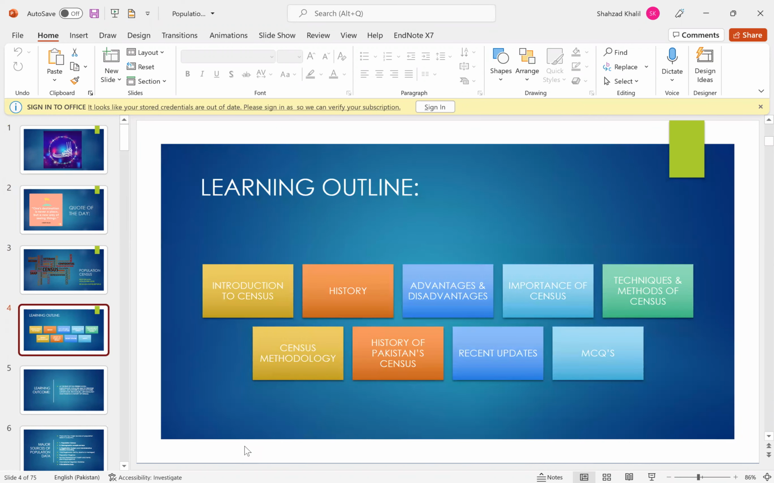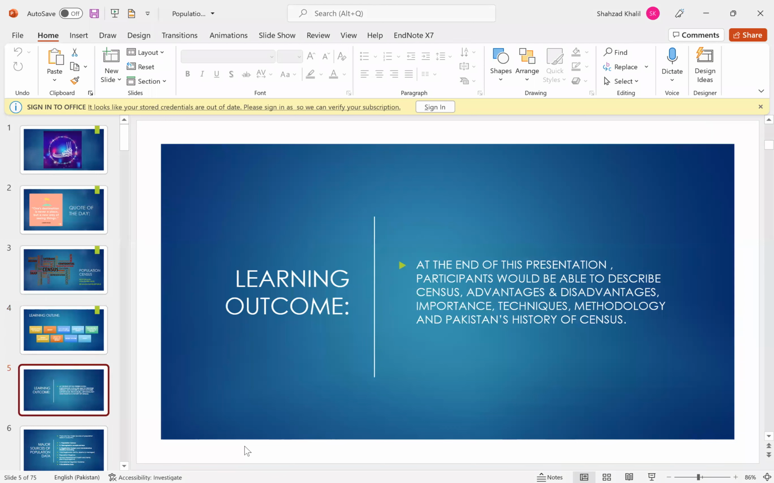Learning outline includes the introduction to census, history, advantages and disadvantages, importance of census, techniques and methods of census, census methodology, history of Pakistan census, recent updates, and multiple choice questions. Learning outcome: at the end of this presentation, participants will be able to describe census, its advantages and disadvantages, importance, techniques, methodology, and Pakistan's history of census.